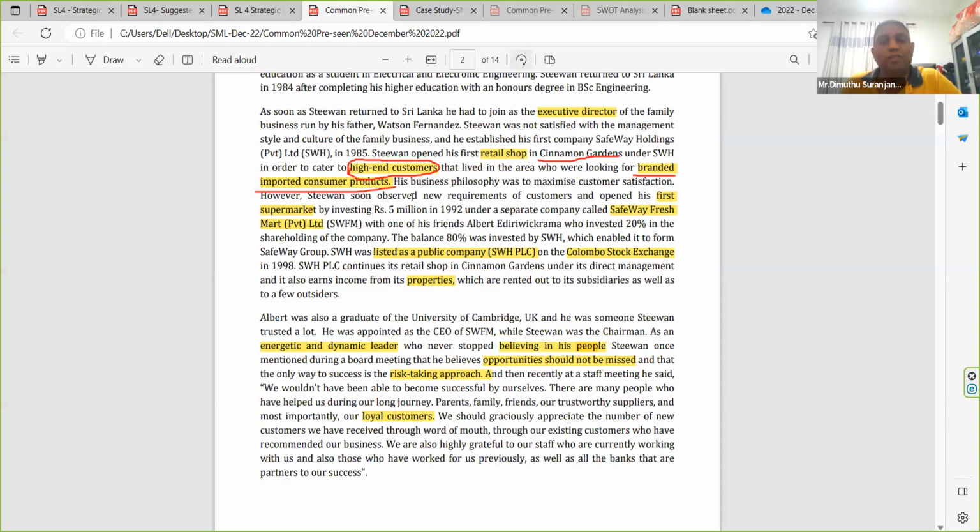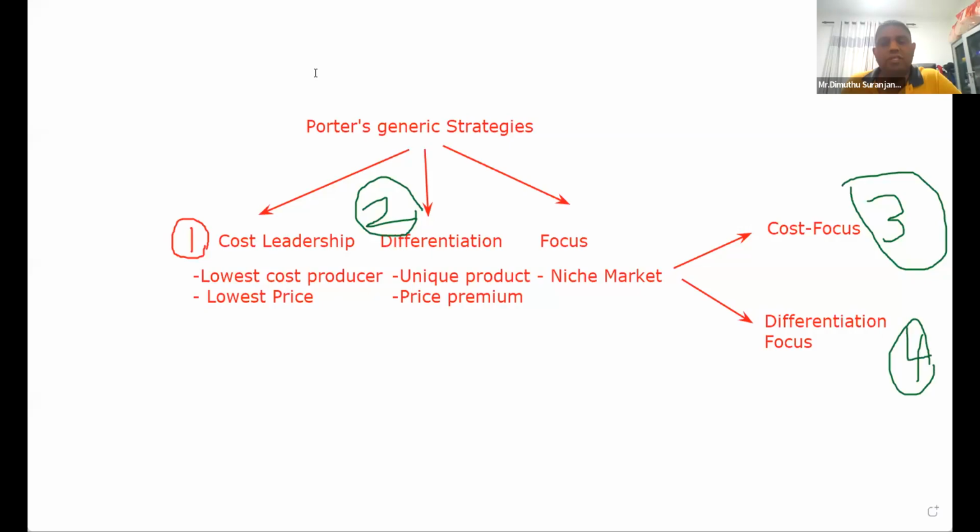Now, high-end group customers, that means the price may be high. Imported consumer products, the price should be high, right? Now see, in this analysis, niche market, we are in Cinnamon Garden. Cost focus is not practical. So you can't offer goods at the lowest price here.